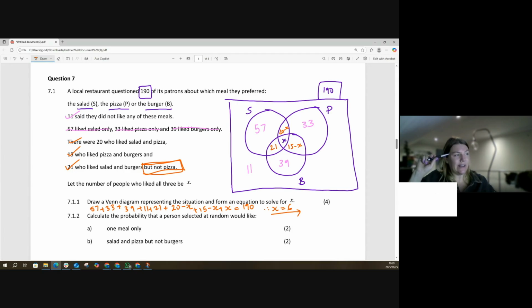(7.1.2) Calculate the probability that a person selected at random would like one meal only. So that's these people, and these people. So 57 plus 33 plus 39 out of my total of 190. So 129 out of 190.